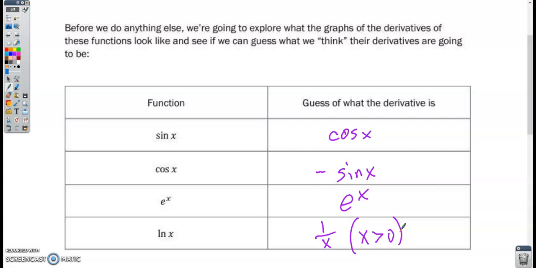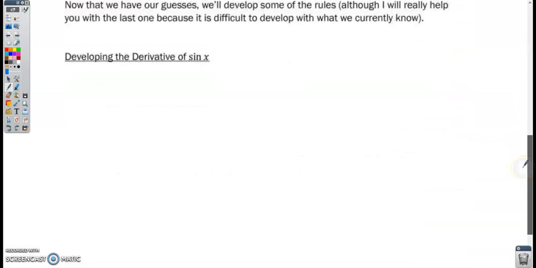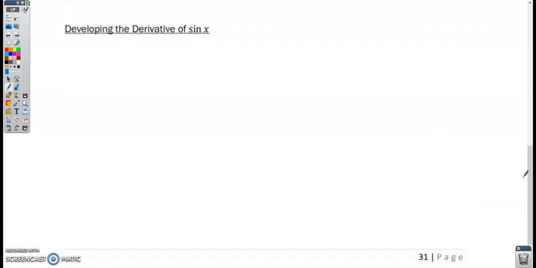And what we're going to do, continuing on from here, is we're going to develop these derivative rules and see if we end up with the same thing that we did the first time with our guesses. So we're going to start by developing the derivative of the sine of x.